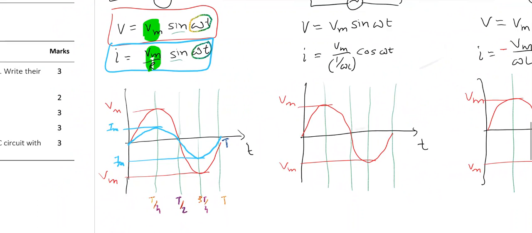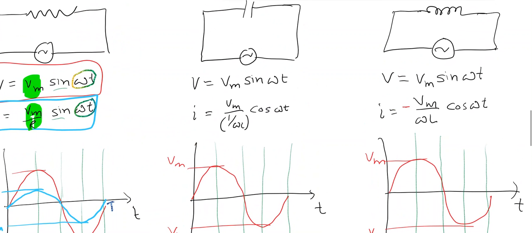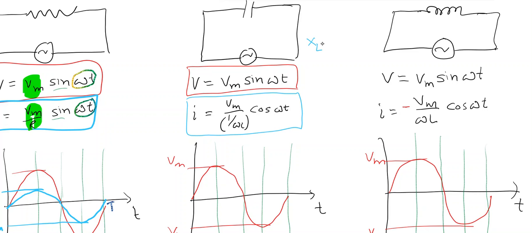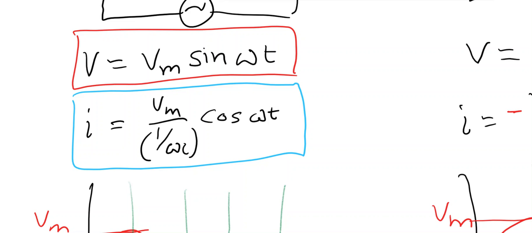Now let us check the next one. In the case of the capacitive circuit, the voltage is again the same, Vm sin omega t. Current now is Vm by 1 by omega c. Again, I would like to remind you that you can write Xc as 1 by omega c. Okay. So now voltage is a function of sine, current is a function of cos. So if voltage is starting from 0, current should start from maximum value.